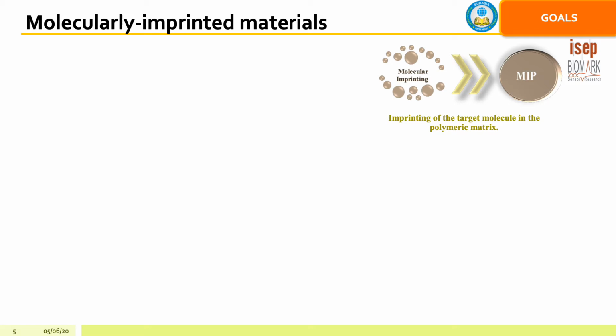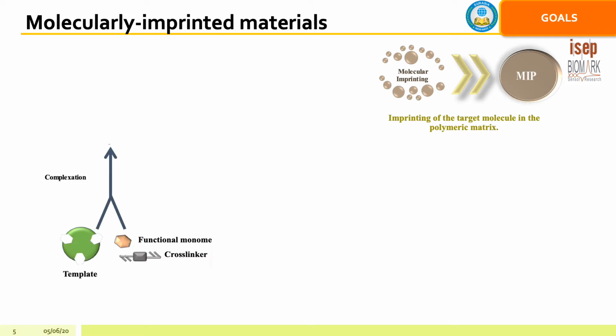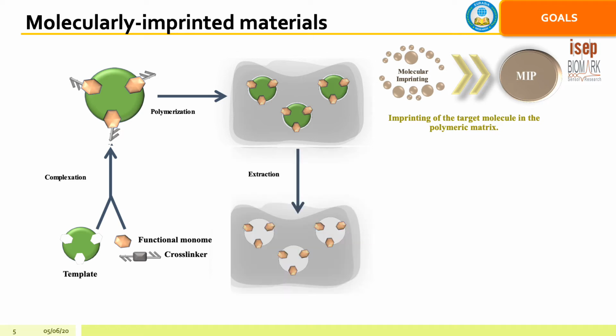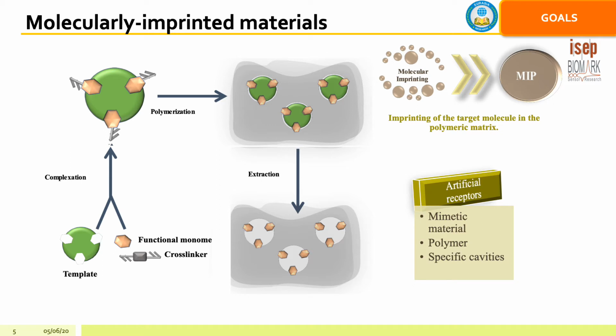The molecular imprinting starts with interaction between the template and functional monomers, and then these functional monomers copolymerize with crosslinker during the process of polymerization to form a polymeric structure, and then the template is removed from the polymer, which allows to create artificial receptors with specific cavity in the polymer. And these materials are also known as mimetic materials.